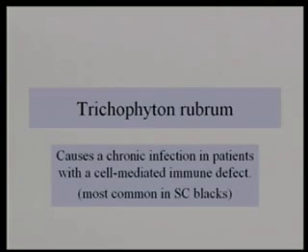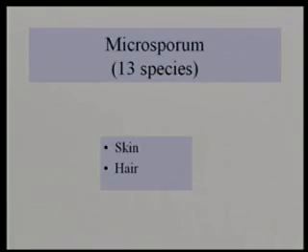And according to her findings, T. rubrum is most common in blacks in South Carolina, or at least in the Charleston area. And this is a kerion, K-E-R-I-O-N. They have big swelling in a patient's, not just the hair or the skin. It's a small mass. The microsporum species, only skin and hair, no nails.